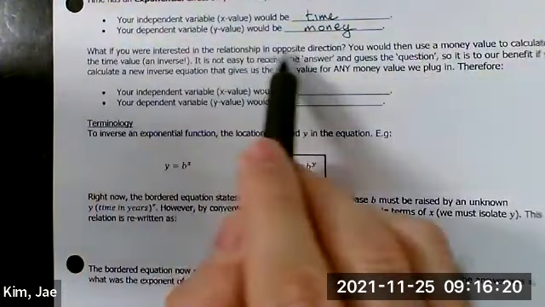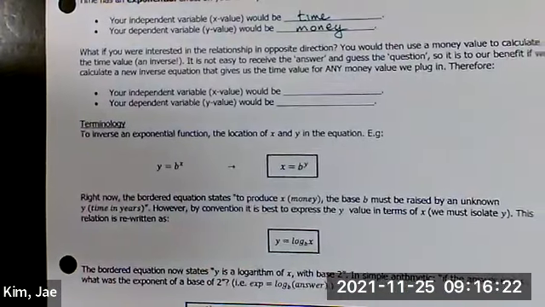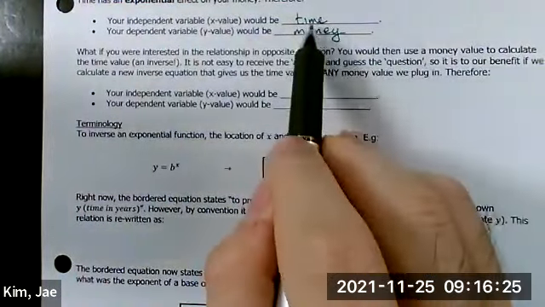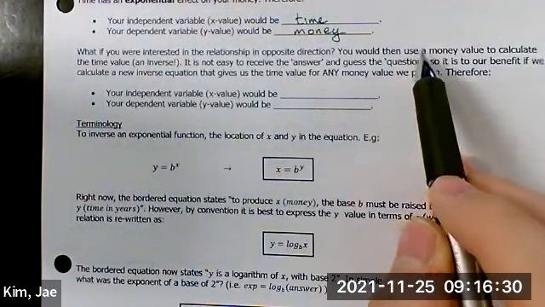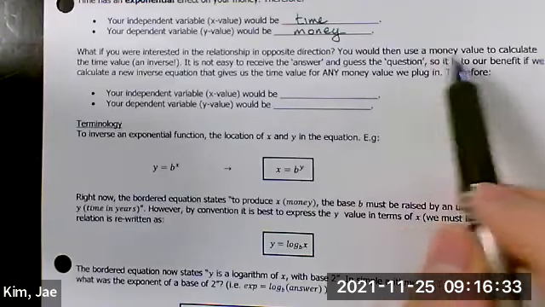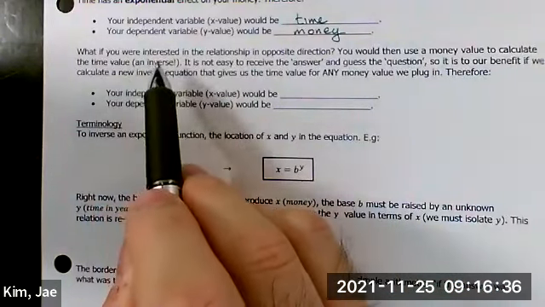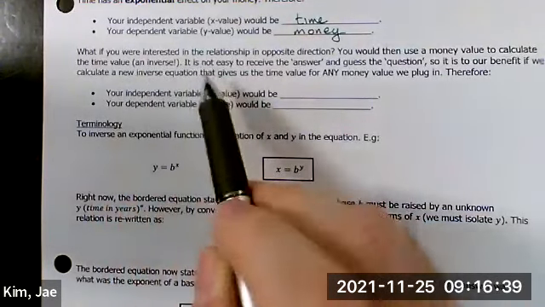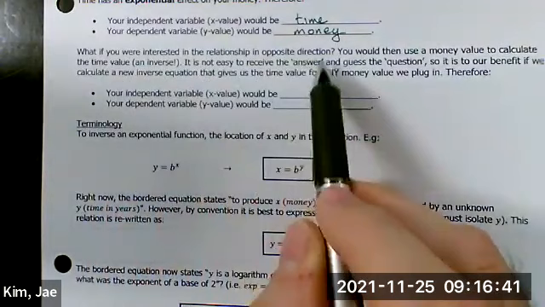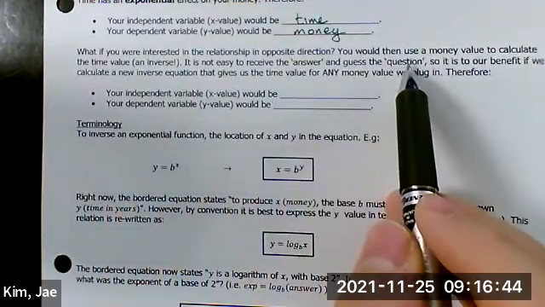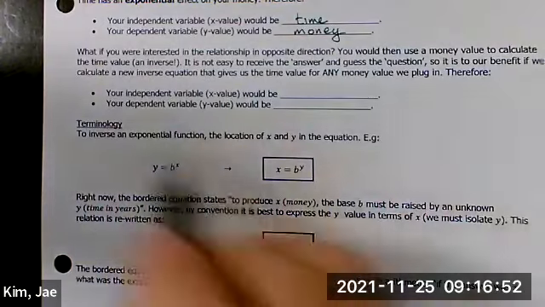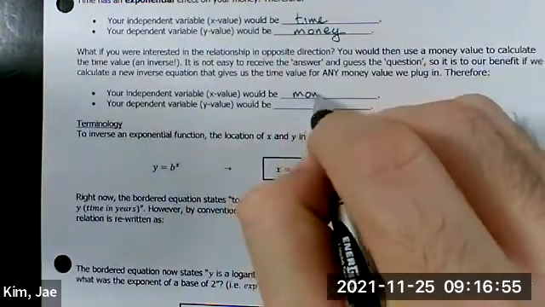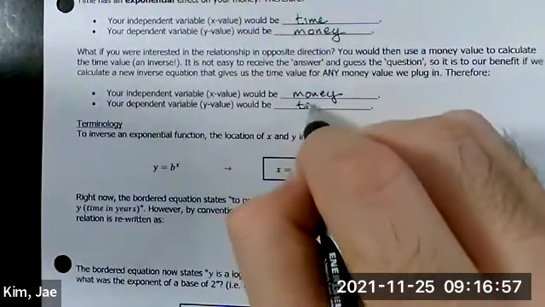What if you were interested in the relationship in the opposite direction? Right now you're using time to calculate money, but if you want to find the reverse, you would use the money to calculate the time, AKA an inverse. Sometimes it's not easy to use the answer and guess the question, so that's why you learn to create an equation that is the inverse. That's what you learned last year. The independent variable this time would be money, and your dependent would be time.